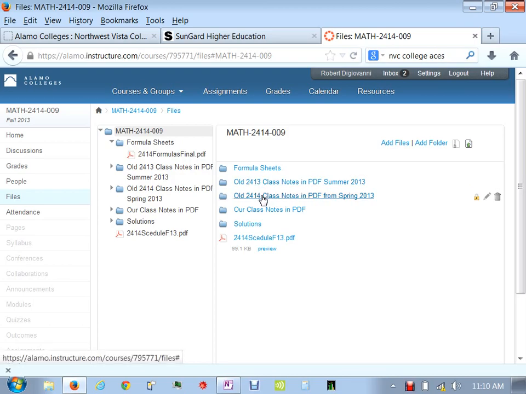So these are all my notes from my summer Cal 1 class. These are all my notes from my old Cal 2 class. And then our class notes, that's going to be this semester. So I'll start putting ours in there. Still with me? Is this information overload, too much stuff?